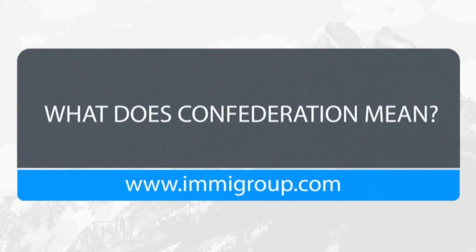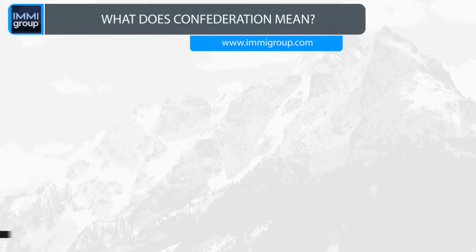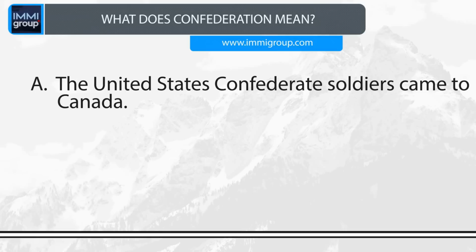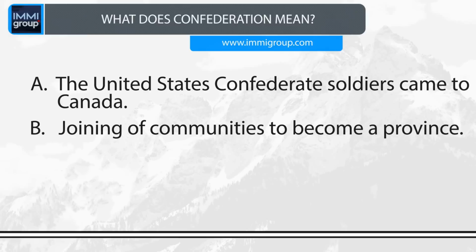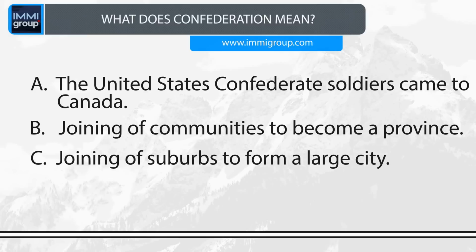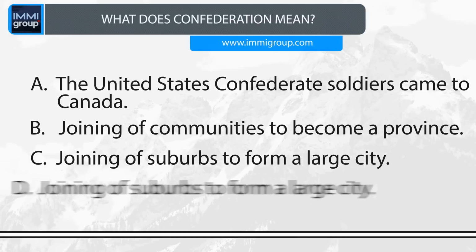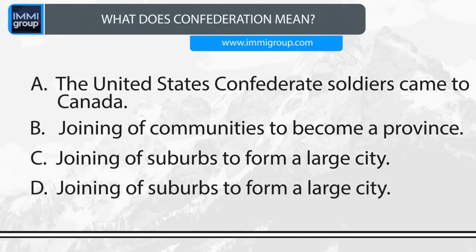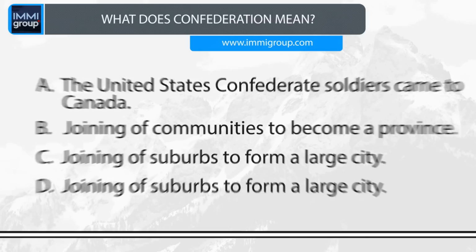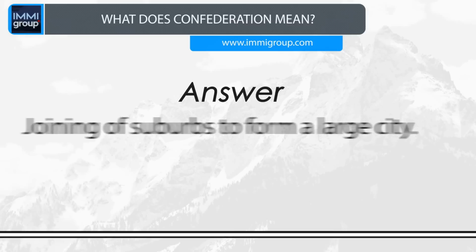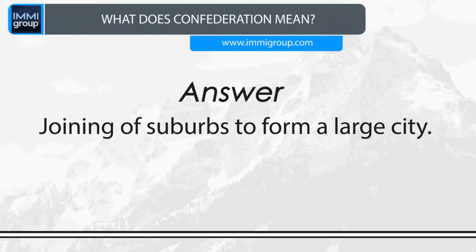What does Confederation mean? A. The United States Confederate soldiers came to Canada. B. Joining of communities to become a province. C. Joining of suburbs to form a large city. D. Joining of suburbs to form a large city. Answer: joining of suburbs to form a large city.